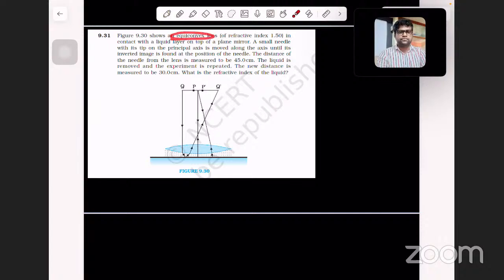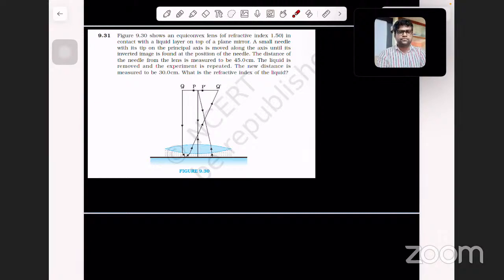This shows an equiconvex lens. This is the equiconvex lens of refractive index 1.5 in contact with the liquid layer on top of a plane mirror. This is a plane mirror. In between, we have a liquid, and this is the equiconvex lens. A small needle with its tip on the principal axis is moved along the axis until its inverted image is formed at the position of the needle.